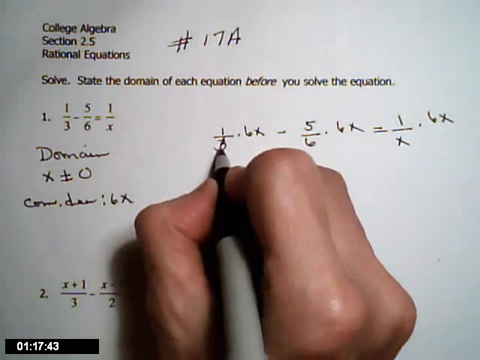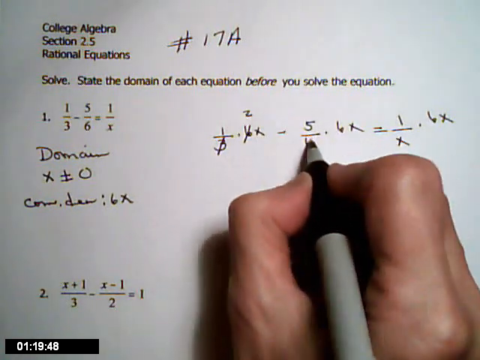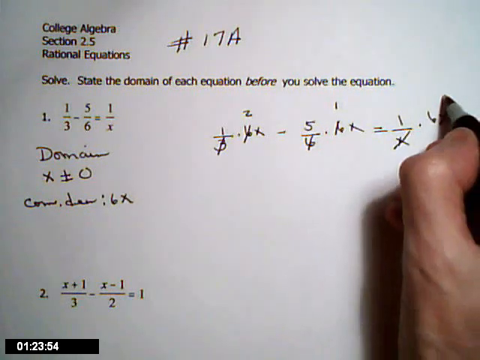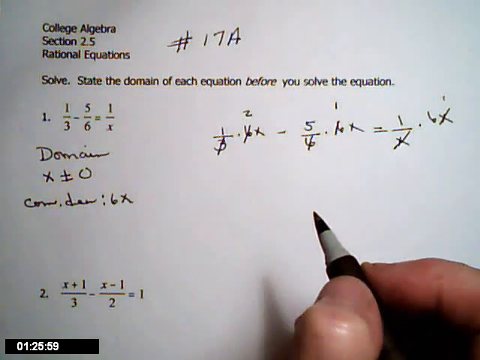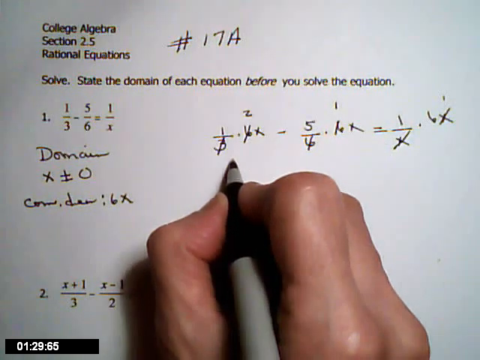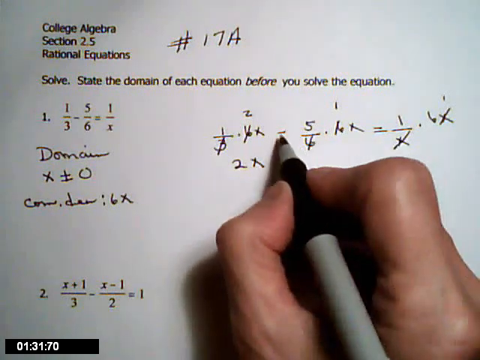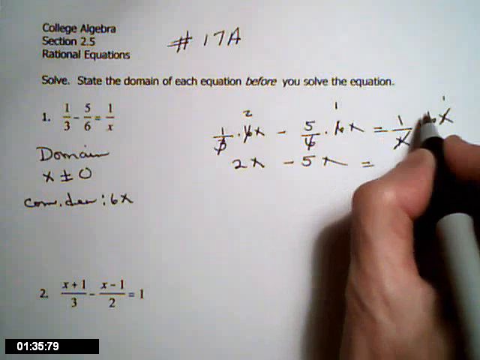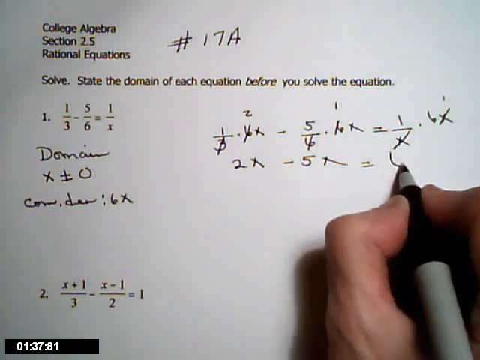Now, let's reduce this. 3 will divide into 6, 2. 6 will divide into 6, 1. x will divide into x one time. Now, at this point, my denominators are gone. Now, let's multiply. 1 times 2 times x is 2x, minus 5 times 1 times x is negative 5x, equals 1 times 6 times 1 is 6.